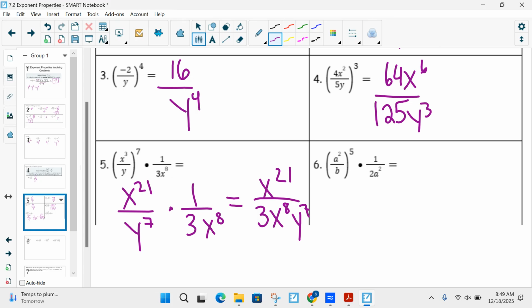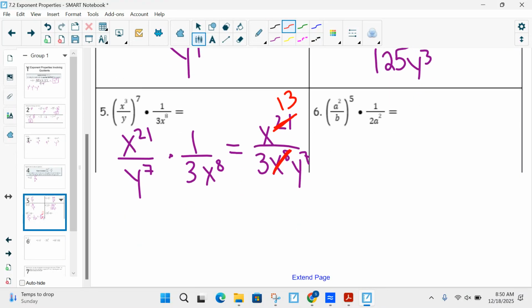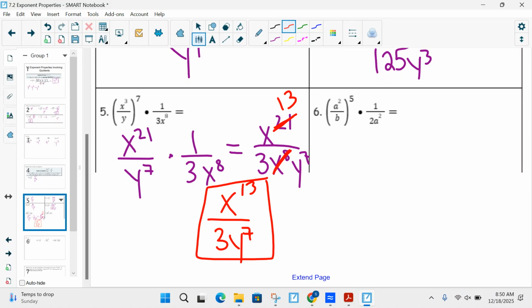What would we do next? Jack? Subtract x to the 22nd or 21st by x to the 8th. Yes, anytime you have two variables in an expression, you have to combine them. So here we're going to subtract. So 8 of these x's are going to cancel with 8 up here and leave you with how many left over? 13. So your final answer is going to look like x to the 13th over 3y to the 7th. There are no more x's in the denominator now because they all canceled out with the ones in the numerator. Got it?